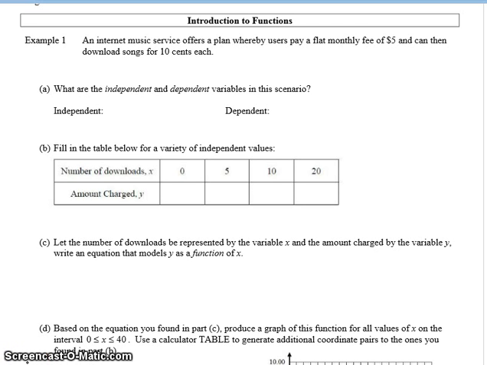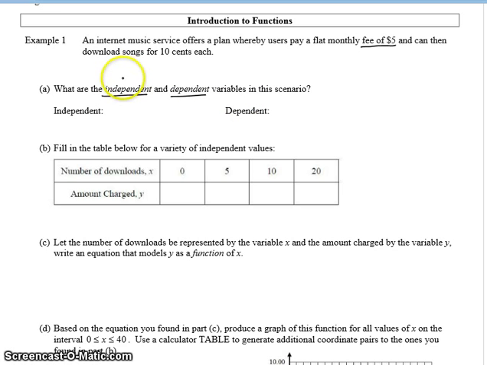Example 1. An internet music service offers a plan whereby users pay a flat monthly fee of $5, so it's $5 every month, and then they can download songs for 10 cents each. What are the independent and the dependent variables in this scenario?